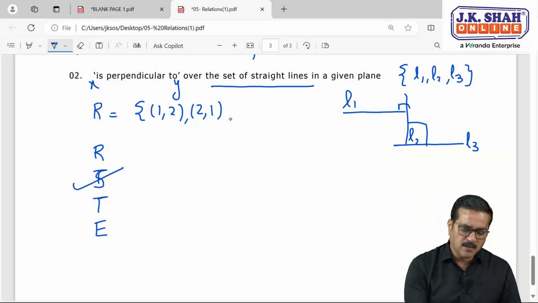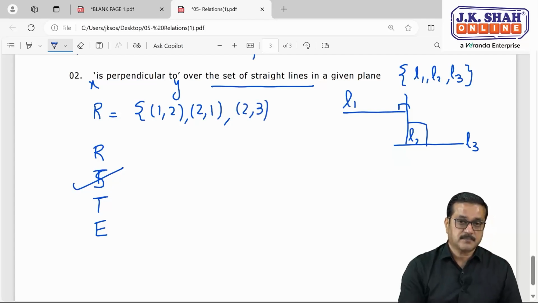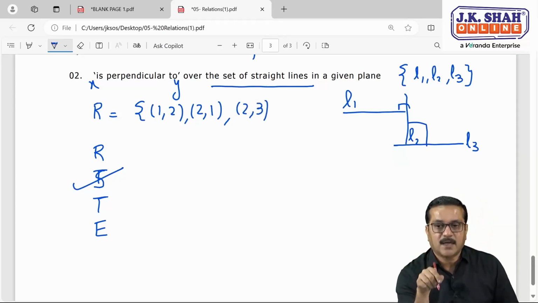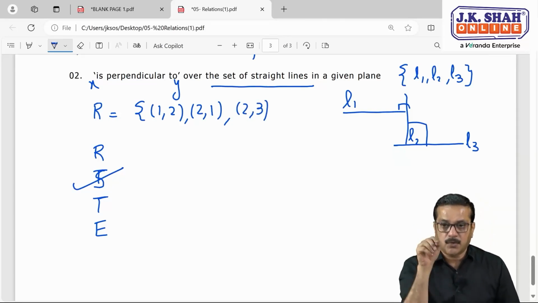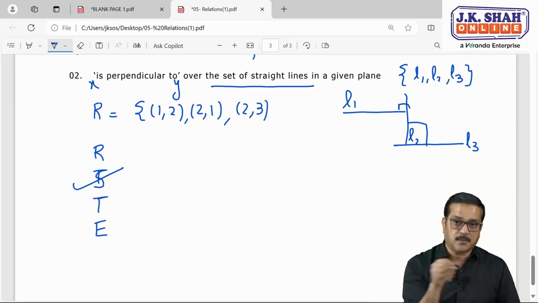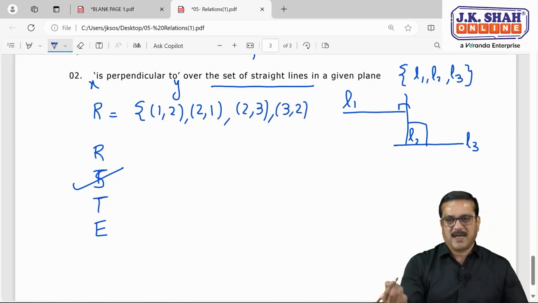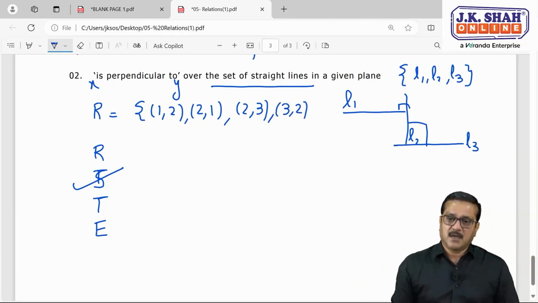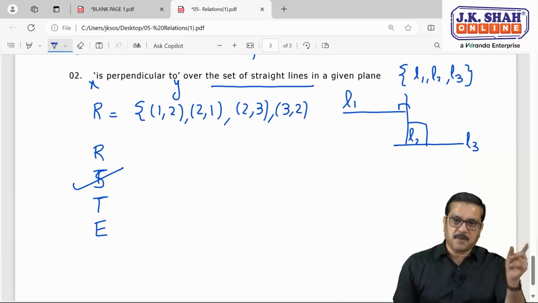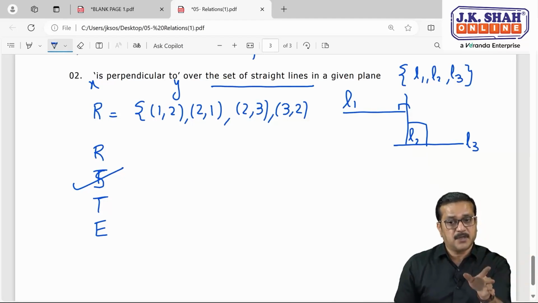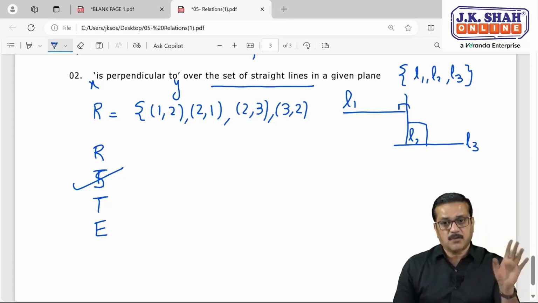Sir, let me tell one more. Yes, 2, 3. First, can 2, 3 come? Yeah, 2 is perpendicular to 3. So 2, 3 very well can be there. Not just can be, it is there in our R. So can 3, 2 also come? If 2 was perpendicular to 3, then even 3 is perpendicular to 2. So even 3, 2 has to be there in R. All those ordered pairs where the first line is perpendicular to the second line have to be there in this R. So if 2, 3 is there, 3, 2 must also be there.